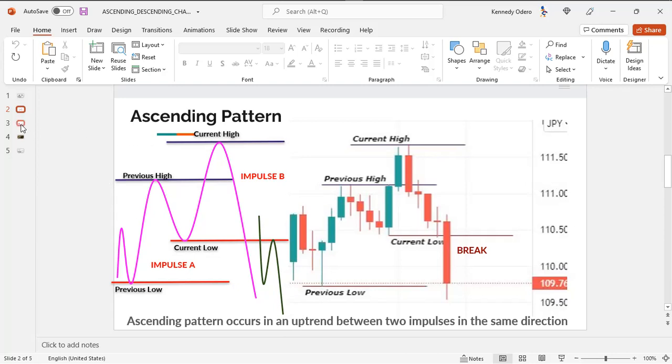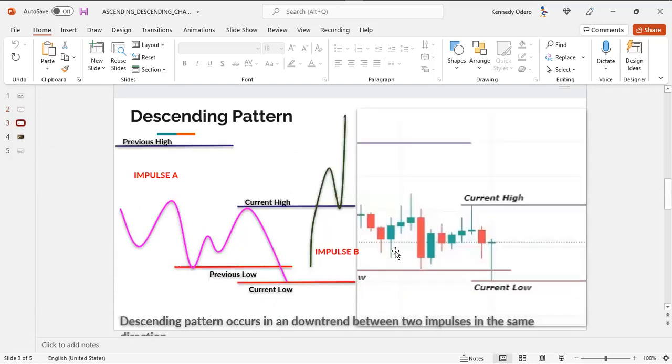So the descending pattern is the opposite. The descending pattern happens on a downtrend. The market normally is going down. So what happens again, as you can see here, there are two impulses that are created, impulse A and impulse B. So the market came like this, as you can see, and then it broke this low to create a new low. It broke this previous low to create a new low. So we have two impulses here.